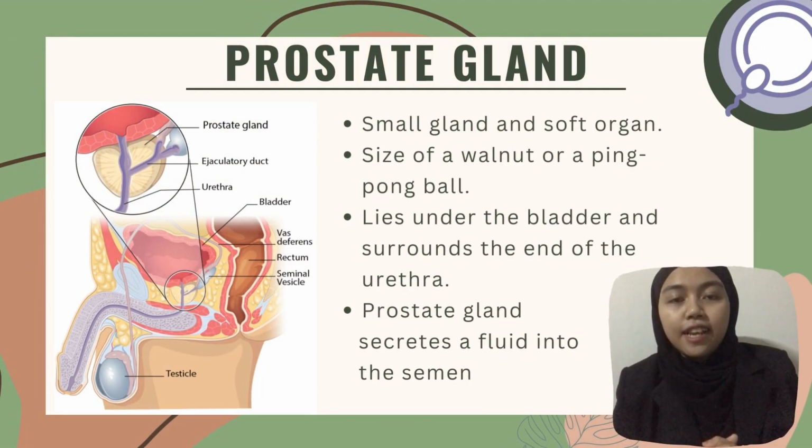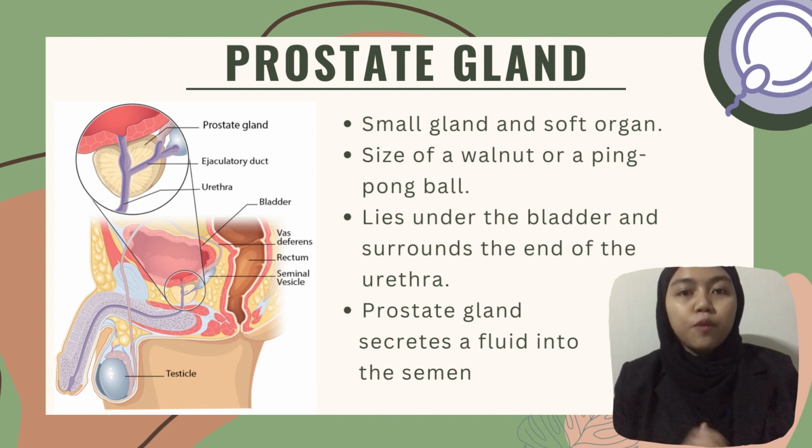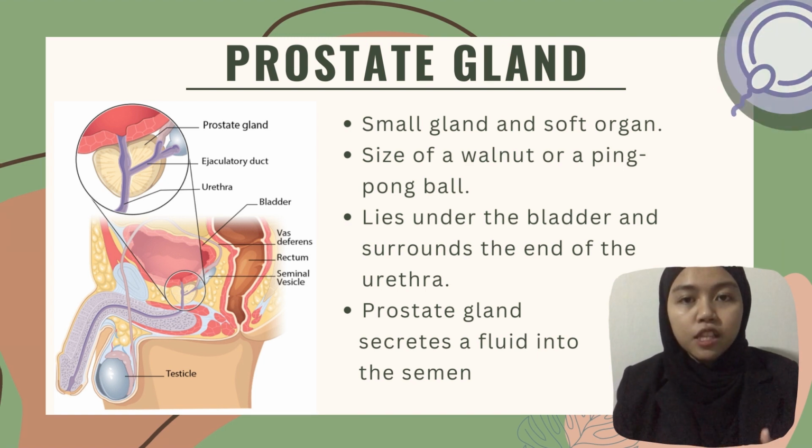Next is the prostate gland. The prostate is a small, soft gland that is part of the male reproductive system. On average, it is roughly the size of a walnut or a ping pong ball. The prostate gland lies under the bladder and surrounds the end of the urethra in the region where the vas deferens enters the urethra. During ejaculation, the prostate gland secretes a thick alkaline fluid into the semen that aids the motility of the sperm.